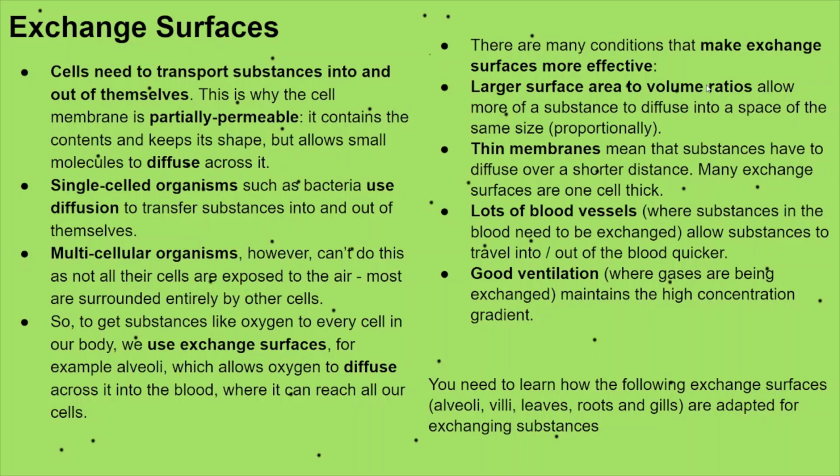A larger surface area to volume ratio allows more of a substance to diffuse into a space of the same size. A thin membrane, usually 1 cell thick in most of these cases, means that substances have a shorter distance to diffuse over. Lots of blood cells allow substances to be absorbed into the blood, and this is only where substances in the blood need to be exchanged. And where gases are being exchanged, good ventilation maintains the high concentration gradient.